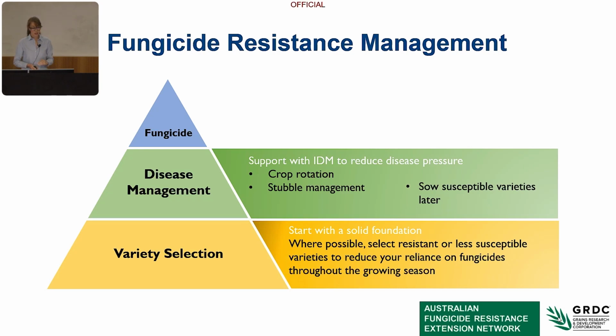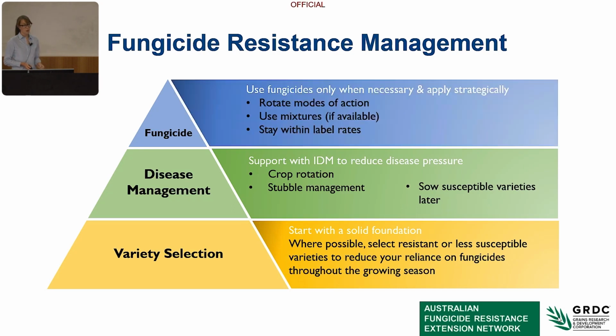So once we've considered what other things we can do in terms of disease management, we're then considering our fungicide strategy and recognising that that plays one component of our management strategy overall. So using fungicides only when they're necessary and applying them strategically, rotating our modes of action, using mixtures, so not applying just one chemical on its own if that's available, and then staying within our label rates.